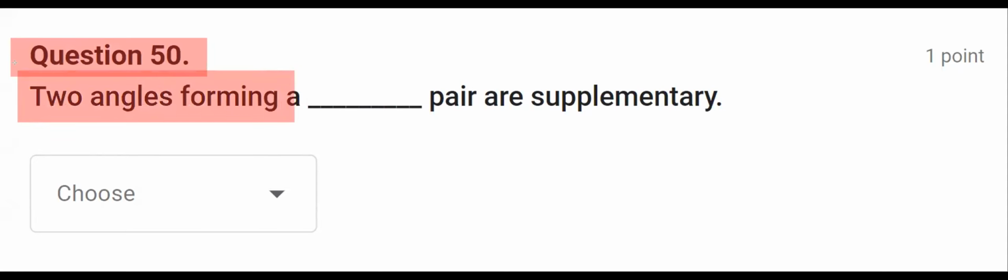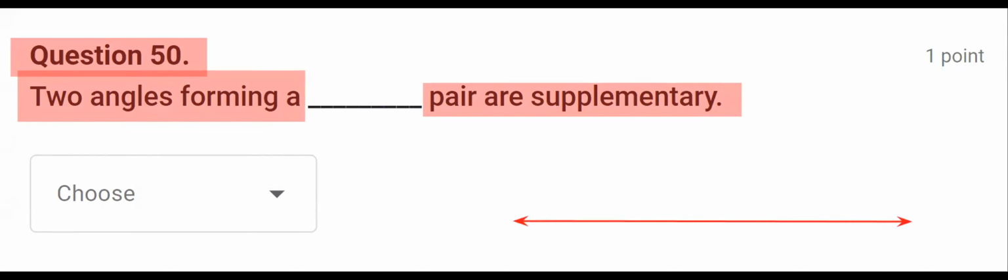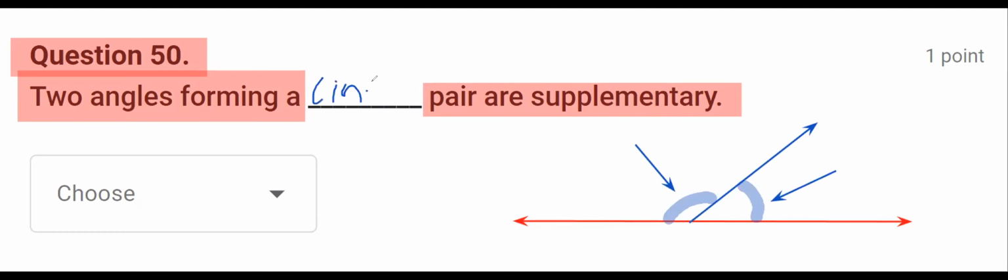Question number 50 says that two angles forming a pair are supplementary. Well, let me show you. Say this one. They are talking about two angles: this angle and the other angle is this. They form a linear pair. Two angles forming a linear pair are supplementary. A linear pair is a pair of angles forming a straight line. So we'll be writing here linear.